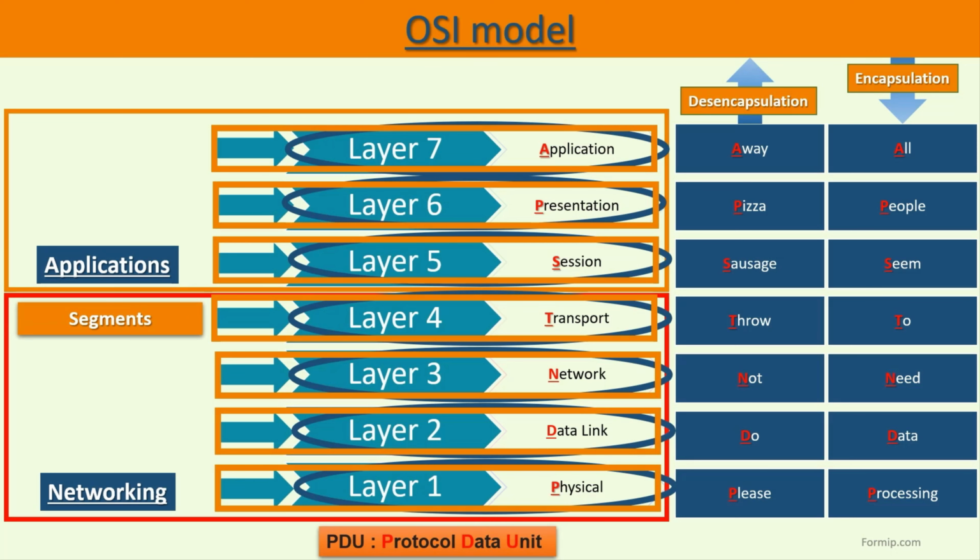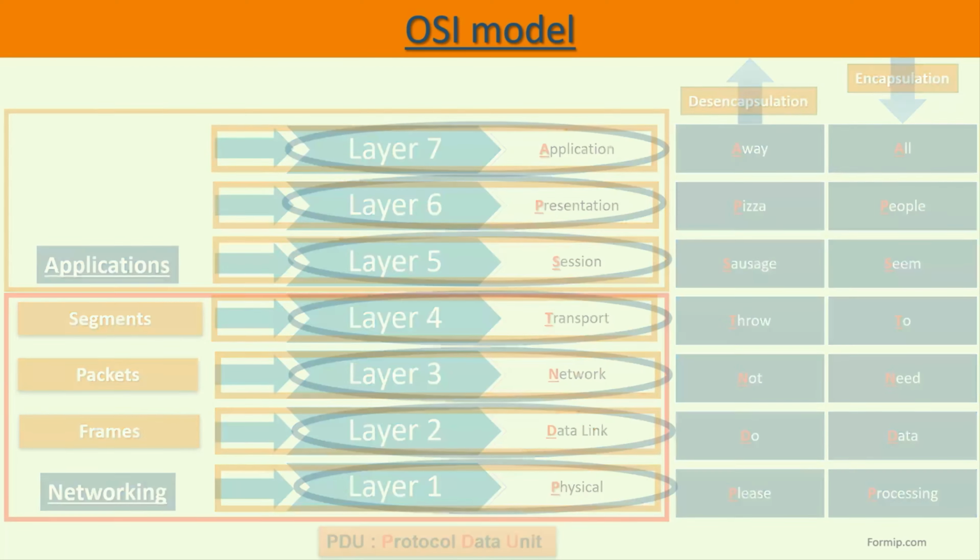At the transport layer, the PDUs are called segments. In this case, we'll talk about TCP segments. At the network layer, the PDUs are called packets, so we'll talk about IP packets. And in the data link layer, the PDUs are called frames, so we'll talk about Ethernet frames.